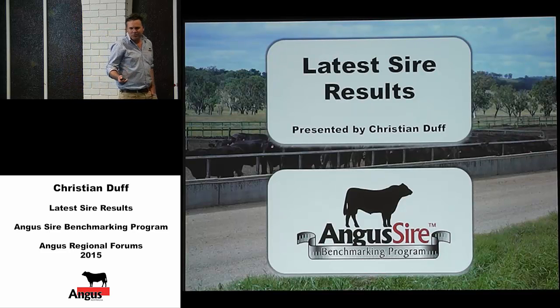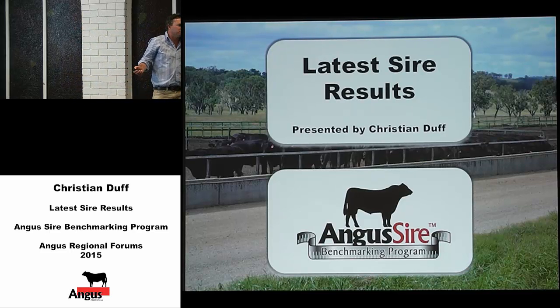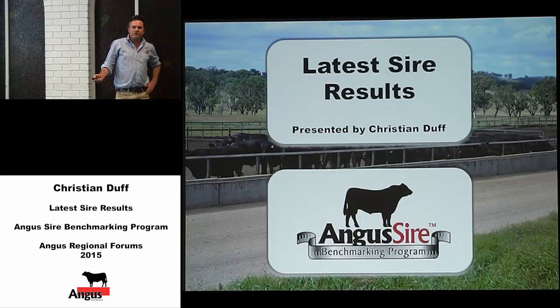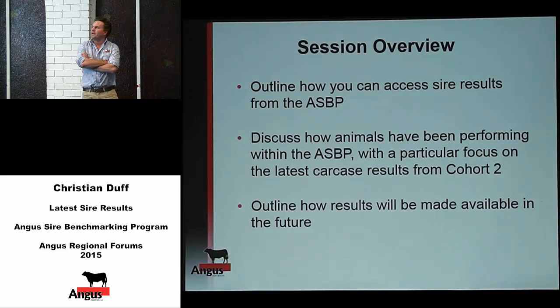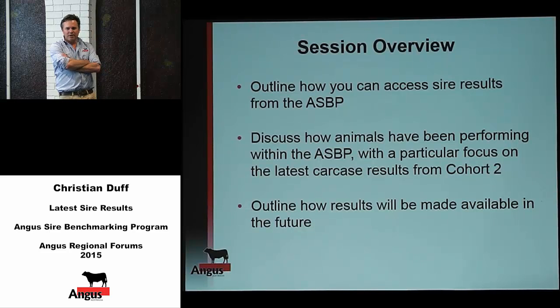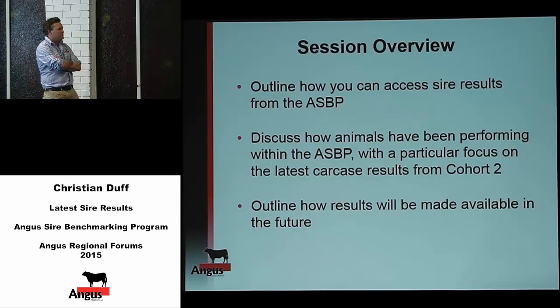But we're at a good stage now, we've got some good new results for you to start identifying how the bulls are stacking up in the Sire Benchmarking Program. So in this session, I'm going to outline how you can access these results, first and foremost. We're going to discuss how it's performing with the Sire benchmarking, and I'll particularly focus on Cohort 2 in this case, just because we've just recently completed the abattoir carcase data and basic carbon information for females.